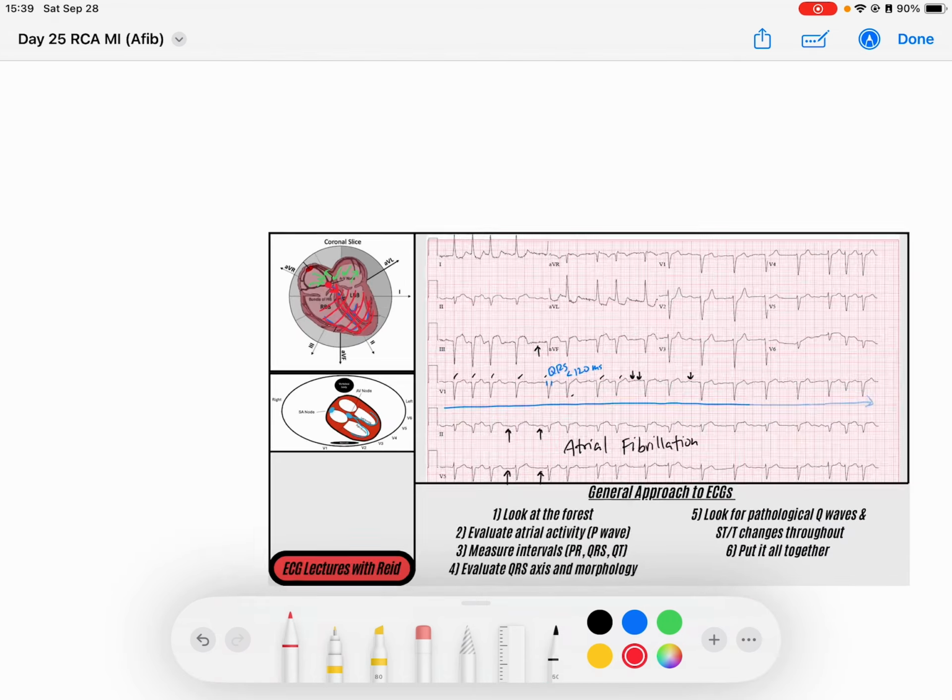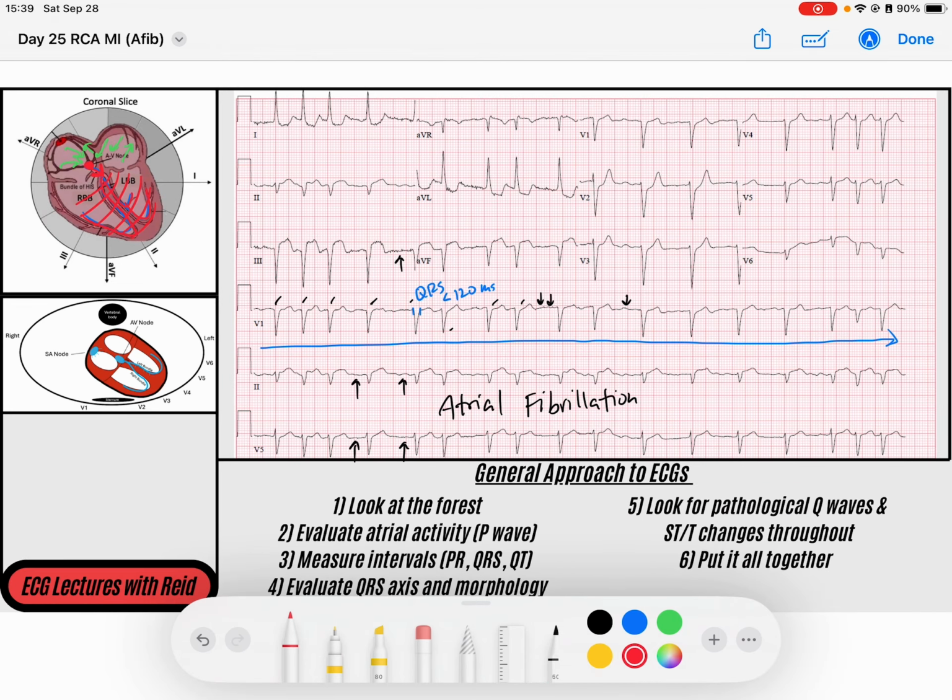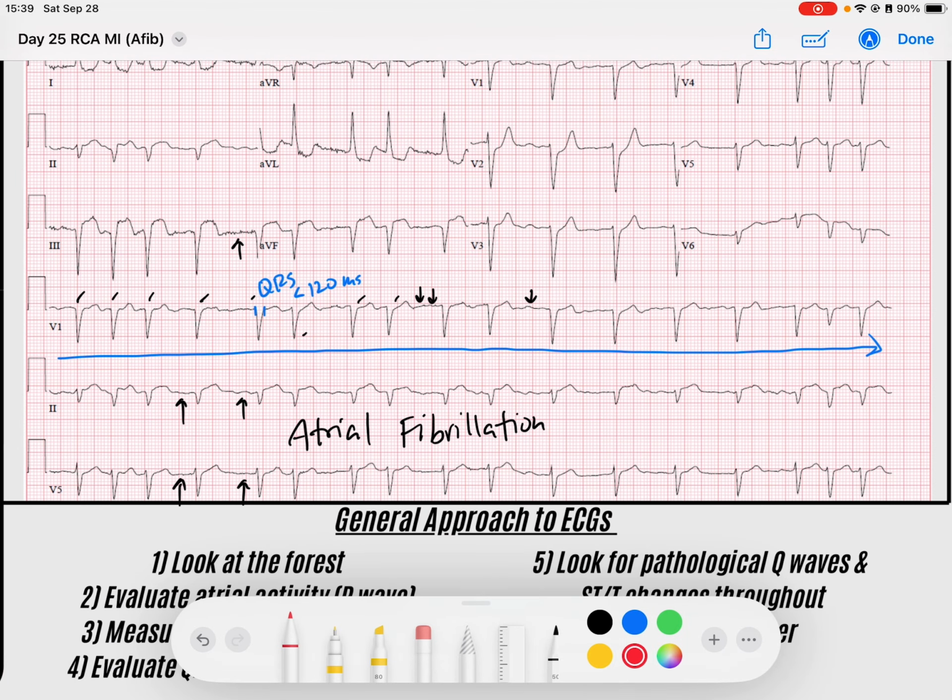So I've identified AFib. Let's identify what the rate is for the AFib. I know this is a 10-second strip, and so the way I like to do my rates for AFib is if I count the number of QRSs in this 10-second strip and multiply it by 6, I should get the rate. So let's see, 1, 2, 3, 4, 5, 6, 7, 8, 9, 10, 11, 12, 13, 14, 15, 16, 17. So 17 beats times 6.